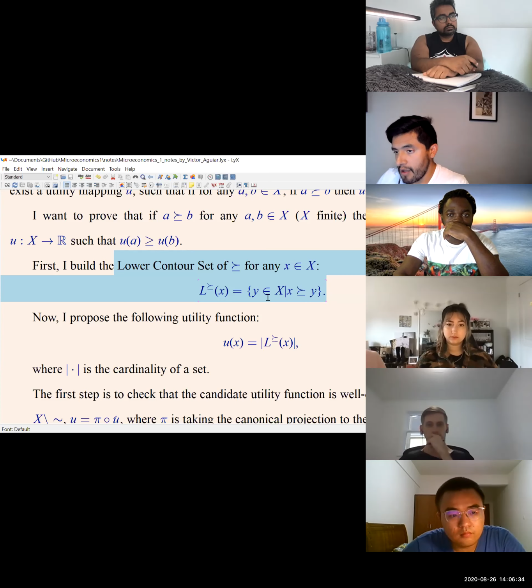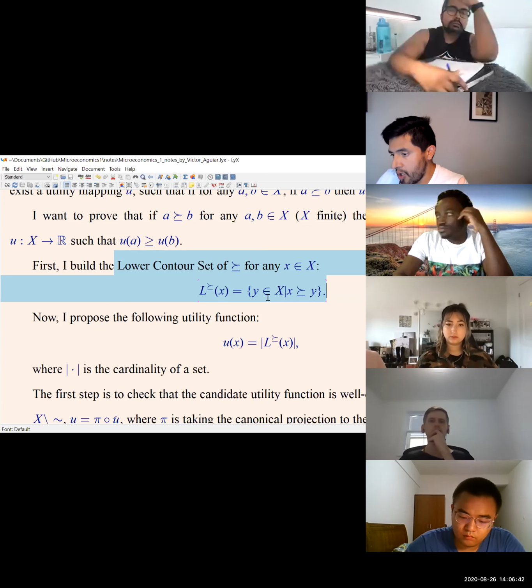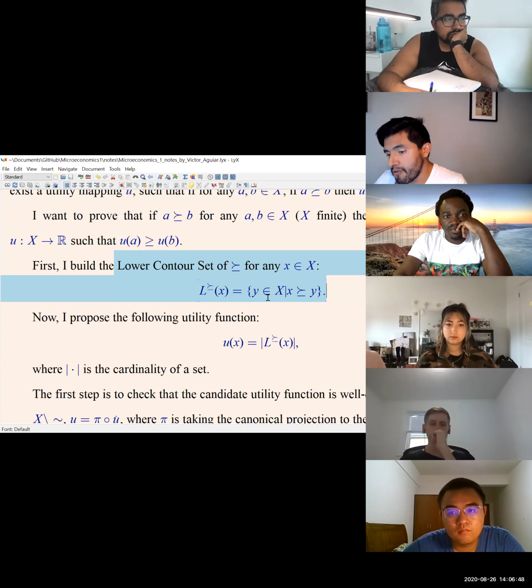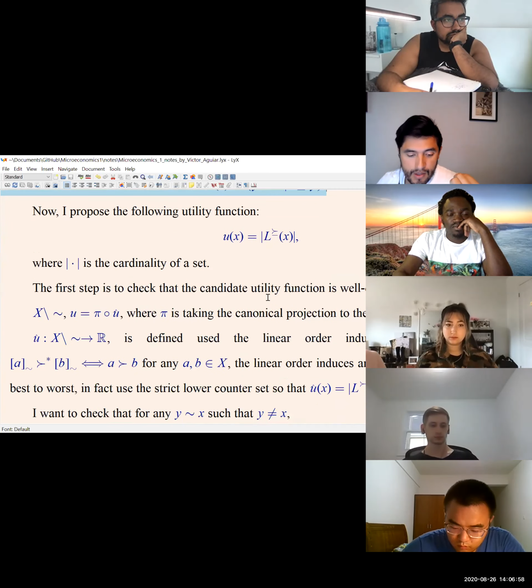You say, look, the higher object is going to be represented by the number of objects below it, okay? So just below it. So that's the lower contour set, right? If I count the number of objects below it, then of course, it's going to have properties of the utility function. I haven't verified it. This is just now a conjecture. So now I have to verify this is a utility function that is representing the preferences.